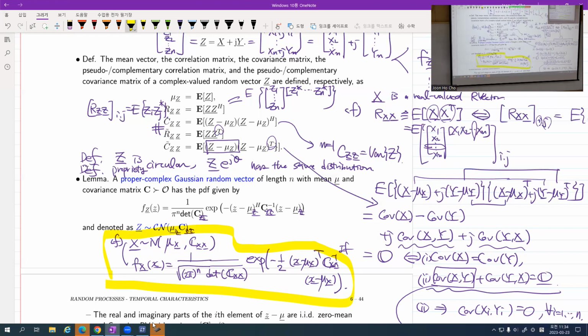And if you are not sure about your memory, just reduce it, just simplify, as I always emphasize. Simplify to what? One-dimensional case. And I emphasize that in the one-dimensional case, what did you have for the proper complex Gaussian random variable? So let's put n equals 1. You have a pi. And what is this?